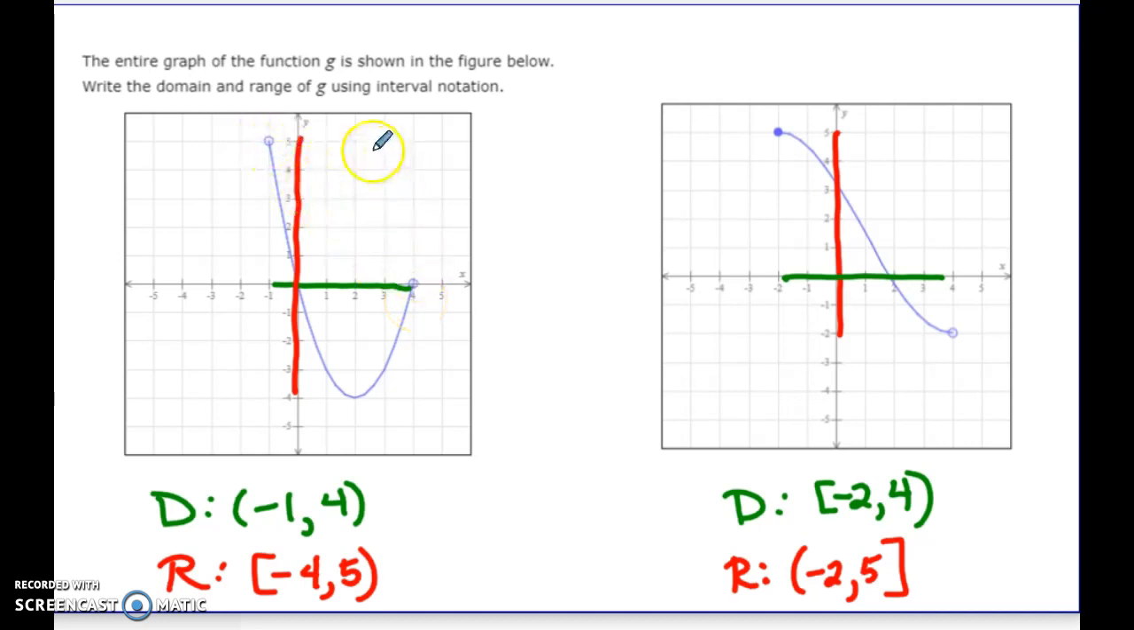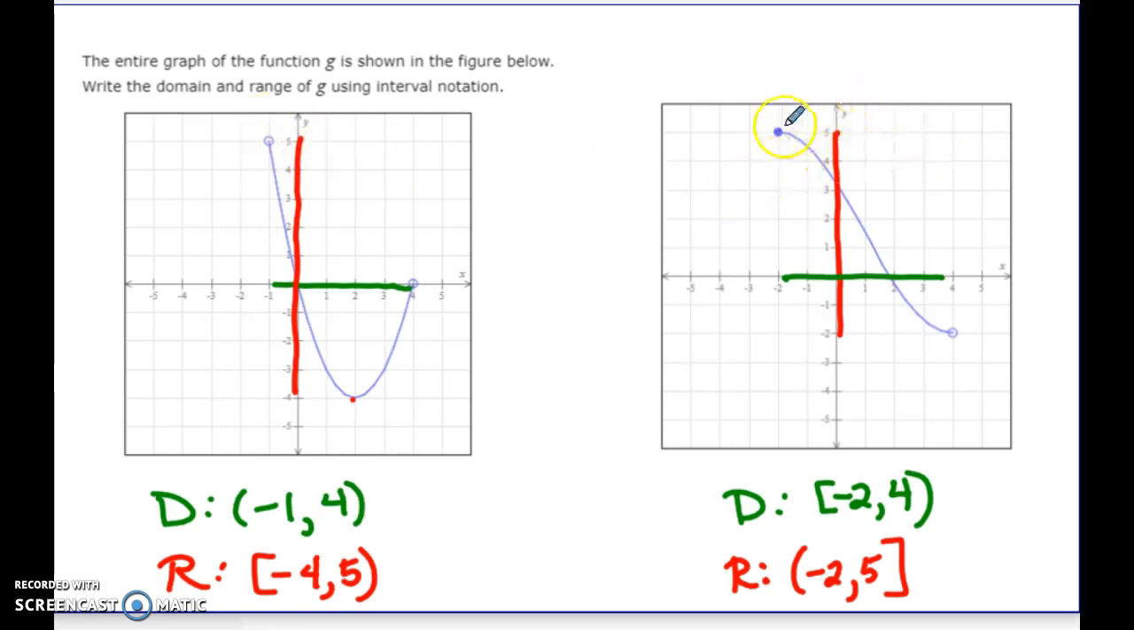Now on the range, that's the y-axis. So the lowest spot of the graph is down here. Come over, that would mean I'm starting at -4. The highest spot is up here at 5. And so I'm going from -4 to 5. But notice when I wrote my range, I put a bracket here with the -4. The reason is because this point is actually on the graph. It actually does attain a y value of -4. Up here, this is an open circle, meaning it gets really close, but not quite to 5.